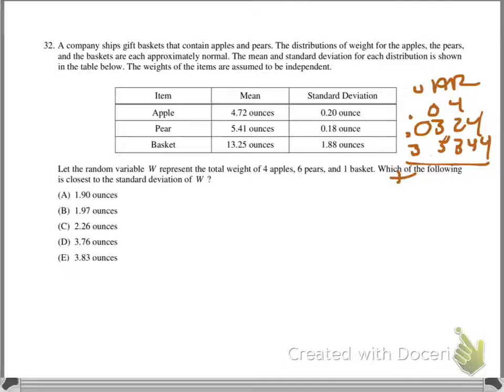So plus 0.0324 plus 0.04. And I get 3.6068. Now remember, that's the variance, but they asked about the square root, so I have to go back down, take the square root, and I get 1.89, so the answer is A.